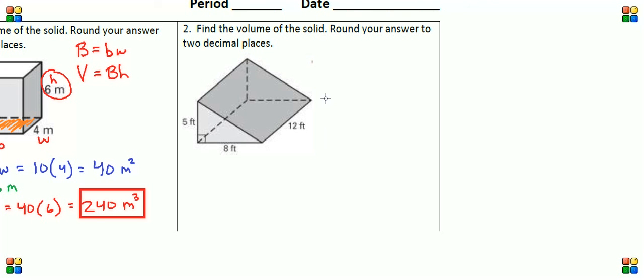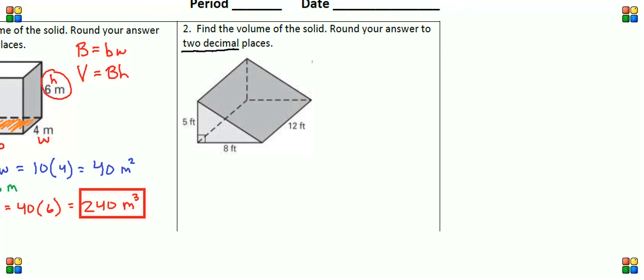Question number 2, find the volume of the solid. Round your answer to 2 decimal places, just like we did in the previous question. And back to the previous question, if you can see the answer over here, you can see I did not need to round it to 2 decimal places because the volume of the rectangular prism was exactly 240 meters cubed, so no rounding was necessary.